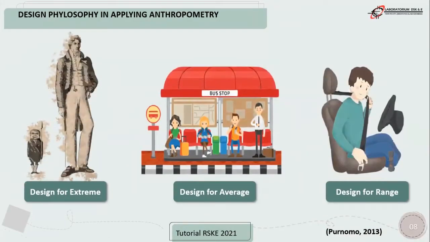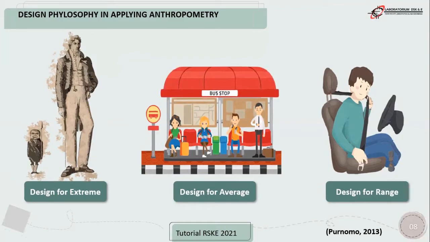Okay, there are three basic philosophies for a design used by ergonomics as anthropometric data to be applied. The first is design for extreme, which means that for the design of a particular place or work environment, individual anthropometric data should be used, too high or too short, like that. The second is design for average, which can be used to determine body size in general.